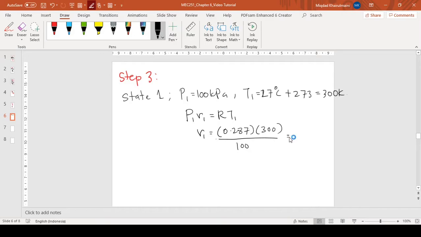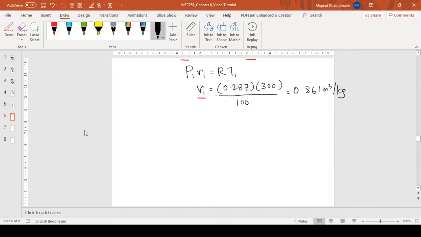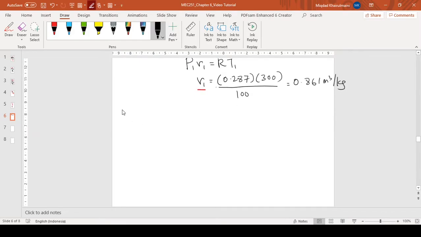And we can calculate the specific volume, 0.861 meter cubed per kilogram. Okay, so at each state, try to find the pressure, the temperature, and also the specific volume. Okay, so next we go to state 2.